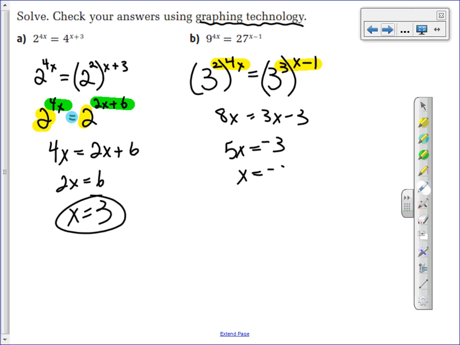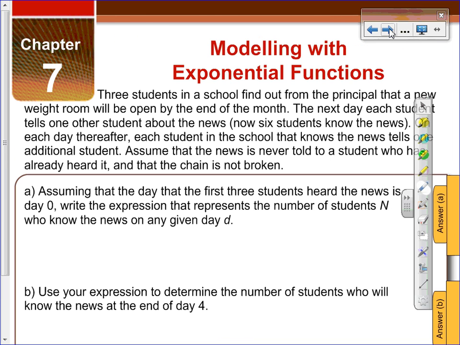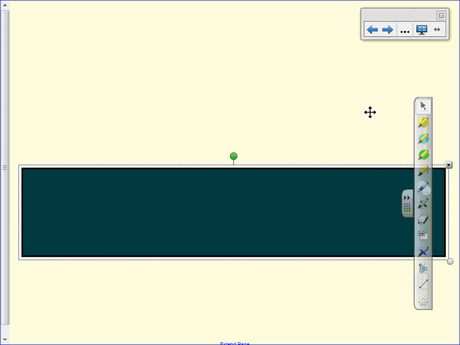And here we get a fractional answer. Again, that's the point, the x value anyways, where the graphs are going to intersect. And the rest is just basically practice. You'll see there's some problems you're going to have to apply it to, but you can handle that.